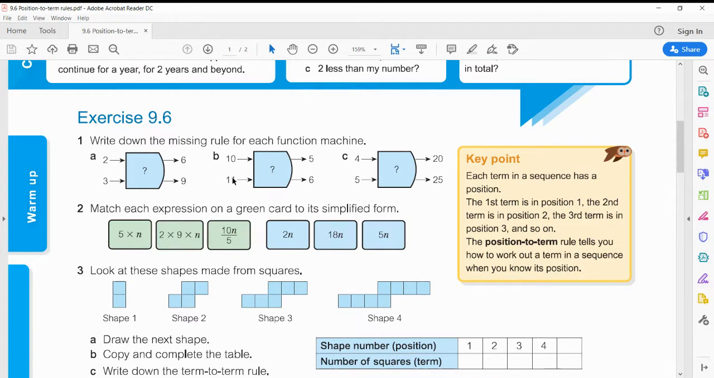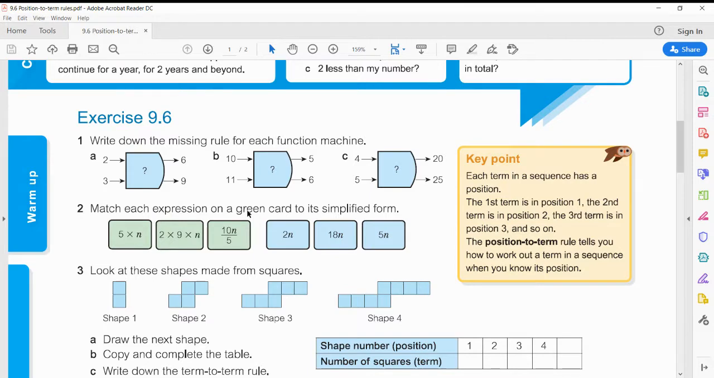10 into 5 and 11 into 6. You might look at that and think it's divided by 2, but then it doesn't work here. So what else could you do? You could take away 5, and that's the rule, because you take away 5 down here as well. And then here, 4 times 5 makes 20, and 5 times 5 makes 25, so it's times 5 in the middle, matching the expressions.